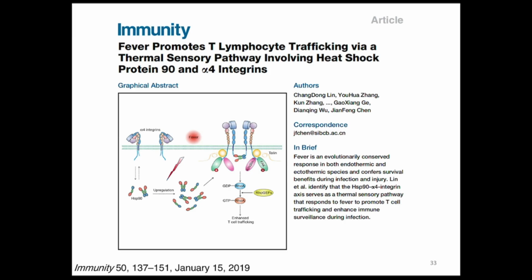And so there have been more and more situations where I would have told you no, that isn't involved in immune cell trafficking, where we suddenly see that this trafficking process gets messed up in a bunch of weird situations. And so there's probably a lot more going on than we necessarily thought. This is one paper telling us that, in fact, fever promotes T cell trafficking. And so when you have a fever, your T cells are better able to traffic.